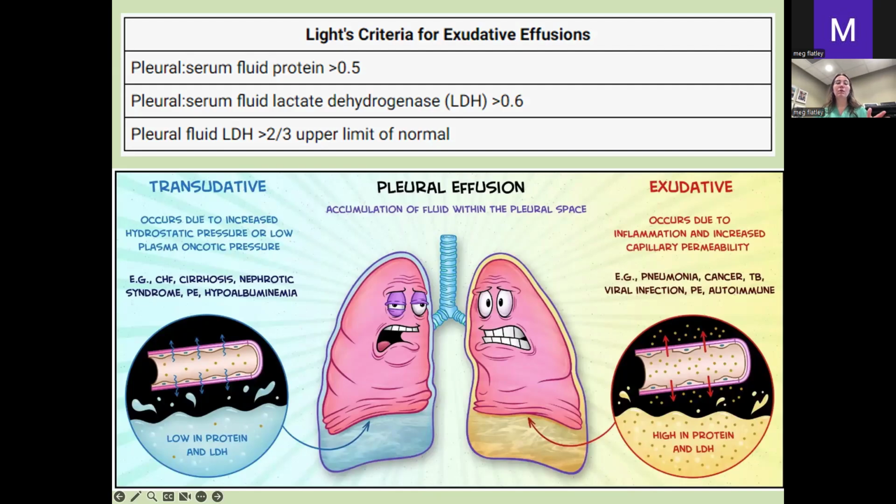And then if you think of it that way, then you can figure out what it is without necessarily memorizing these things, right? Because if there's a high protein content higher than your blood, then it's probably exudative. If there's a lot of LDH, then it's probably exudative.